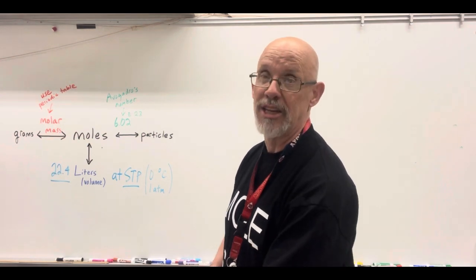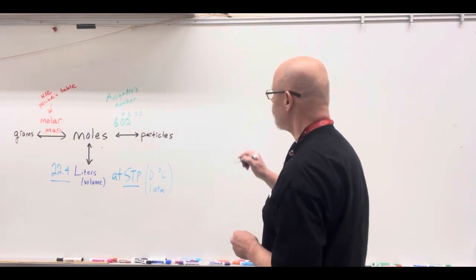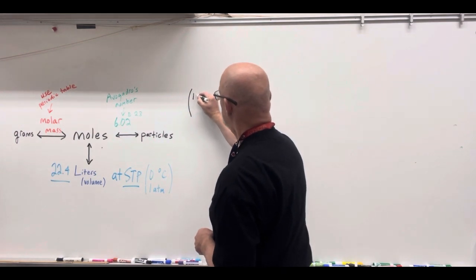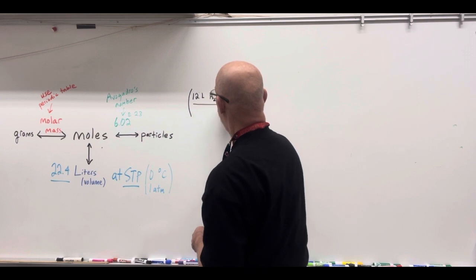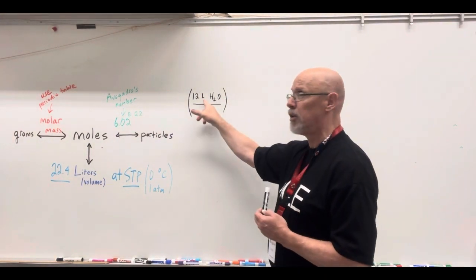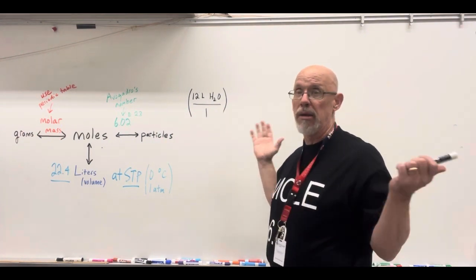So let's first do, say, water vapor. There's water vapor in the atmosphere. So let's say that we have 12 liters of water vapor. So we write 12 liters: number, unit, and substance. The number is 12, the unit is liters, the substance is water, H2O. And we just want to know how many moles that is.